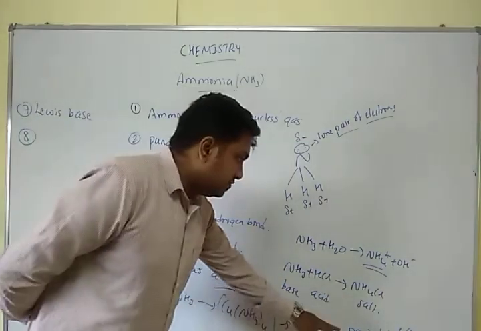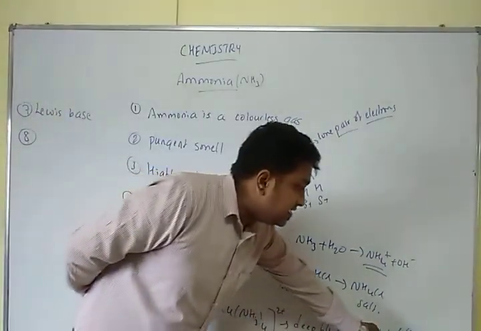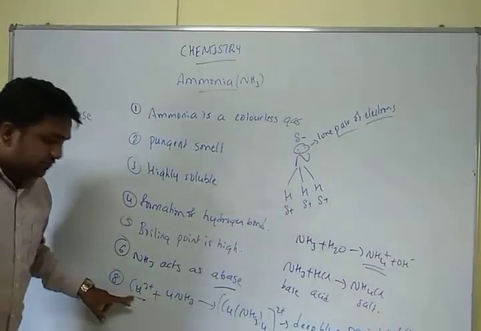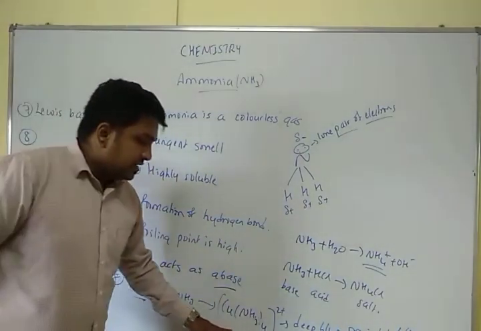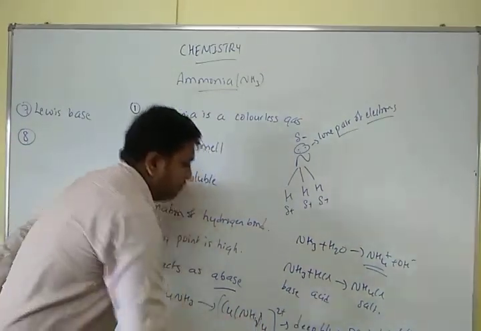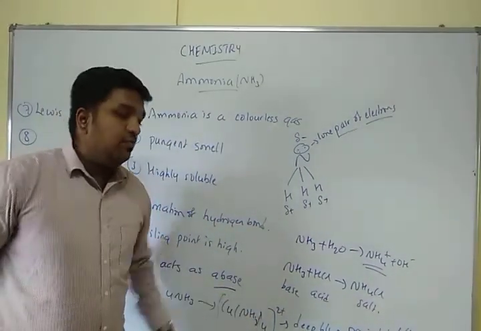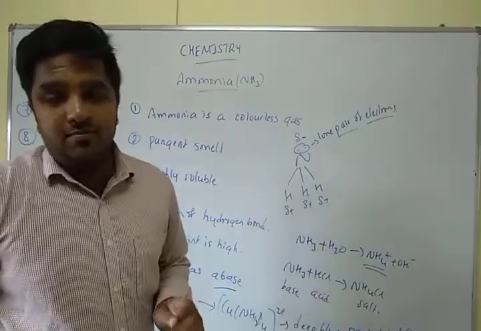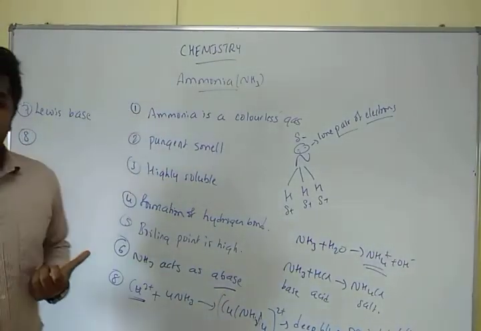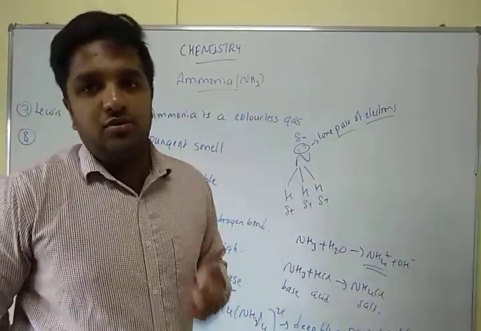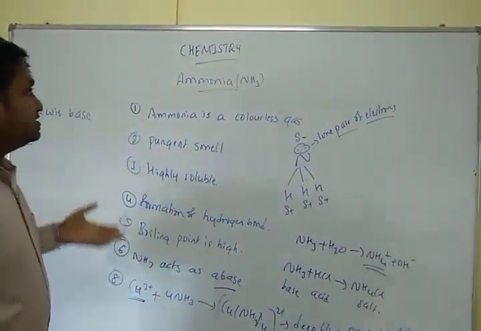If you are not able to see this, I will repeat it again. When ammonia is treated with the copper 2 plus ion, it forms [Cu(NH3)4]2+, that is the deep blue cuprammonium ion. So by this we can identify the presence of copper ion in that particular unknown compound. Clear? So these are the properties of ammonia.